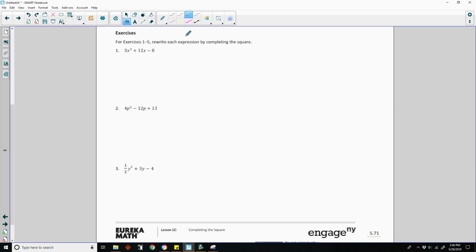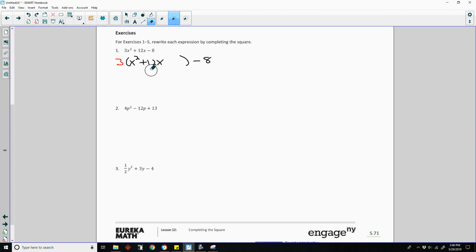Okay, so moving along, now we're going to do 3 exercises. Pause the video, see if you can do these on your own. It says to rewrite the expression by completing the square. Okay, so here we go. The first thing we're going to do is take that 3 out, and we're going to leave the x terms in, and then put the minus 8 out here.